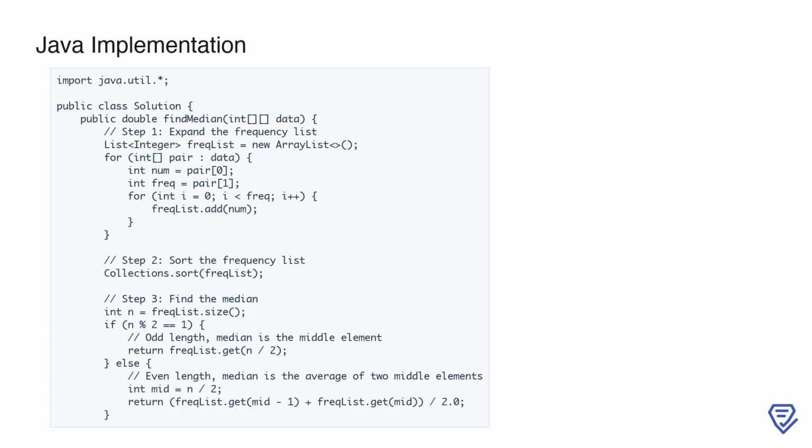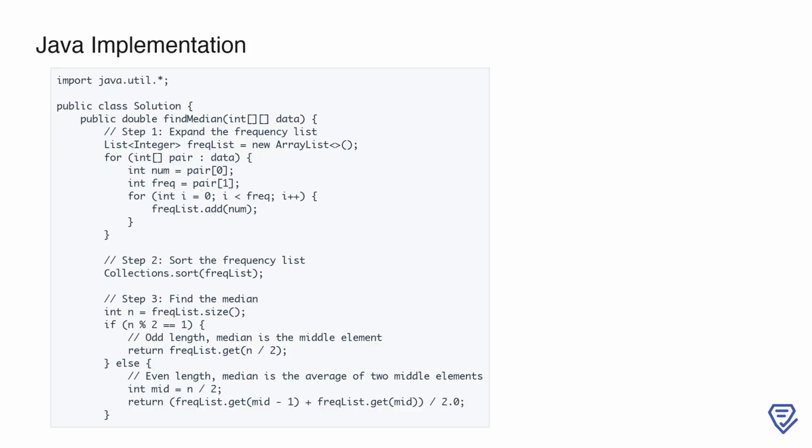To solve the problem of finding the median given the frequency of numbers, we start by expanding the frequency list. This involves iterating through the given data, where each pair consists of a number and its frequency. For each pair, we take the number and add it to a list as many times as specified by its frequency. This effectively converts the frequency representation into an expanded list of numbers. Once we have this expanded list, the next step is to sort it. Sorting ensures that the numbers are in ascending order, which is essential for finding the median.